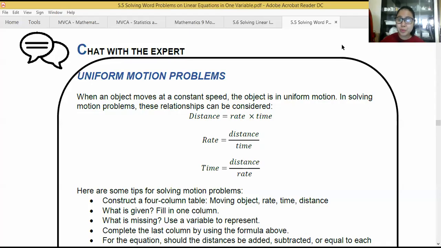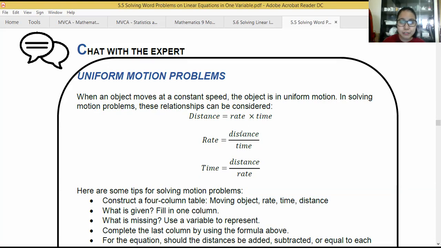This afternoon, our word problem is about uniform motion. What do you mean by uniform motion? If you say motion, it means how fast an object is moving. Now, there are three terms to deal with in motion. We have distance. Distance will ask you how far. Next is the rate, which means how fast. And T is time, how long.